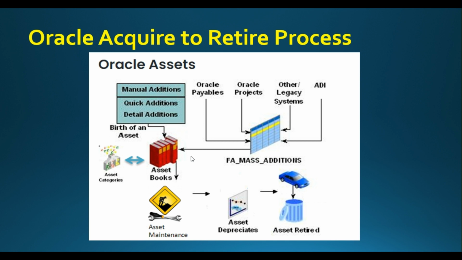So you can have your additions. When I say additions, there are two types of addition. Normal is the manual additions, right? That has been defined in the detail and quick addition within the Oracle system. You can do so, that's quick and detail additions, and you have a mass addition which is coming from your Oracle Payables module, right? So that's how the birth of an asset happens. We create the assets through the additions process. It could be manual or it could be automatic, right?